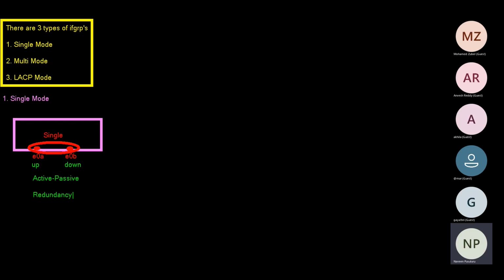What is the meaning of redundancy? If one component fails, no problem. There is another component to cover that, right? That is what we call redundancy. We have that redundancy here in single mode. But what about the load balancing? We don't have load balancing. That is single mode.